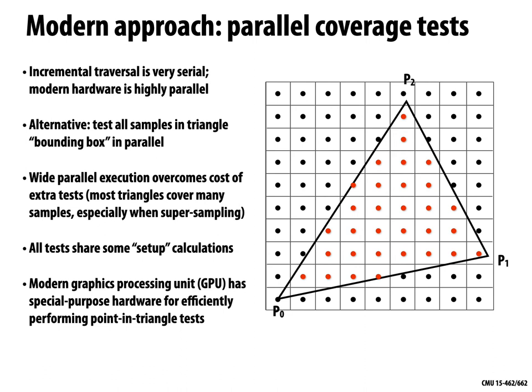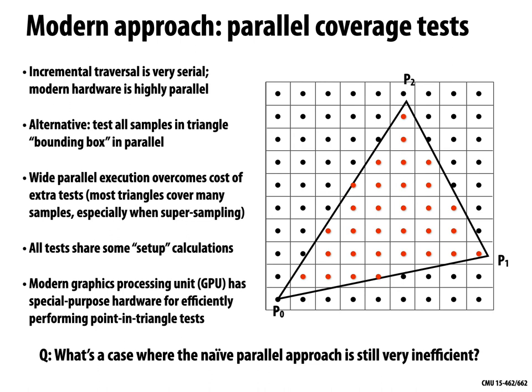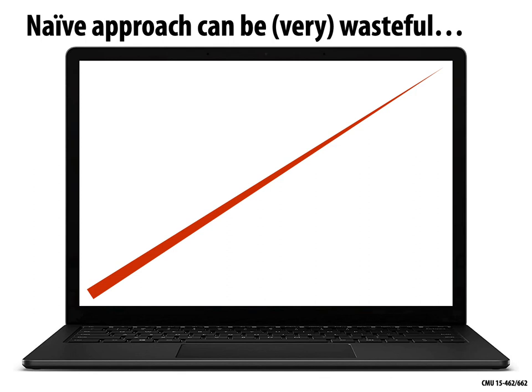Okay, so that sounds nice, but we still have some tricky cases. What's a case you can think of where the naive parallel approach is still really, really inefficient? I fit the tightest bounding box around this triangle, and then I test all the sample points in parallel. When is this kind of a bad idea? Well, you could imagine, for instance, that I had just one long, skinny triangle that stretched all the way across the screen. And so now if I'm testing all the points in the bounding box, almost none of them are going to be covered. I'm wasting a lot of time.